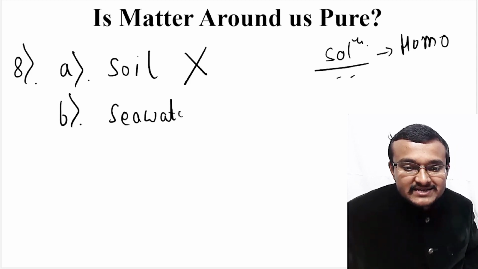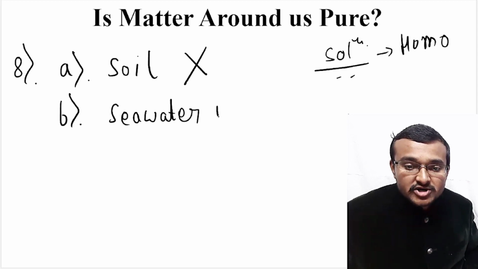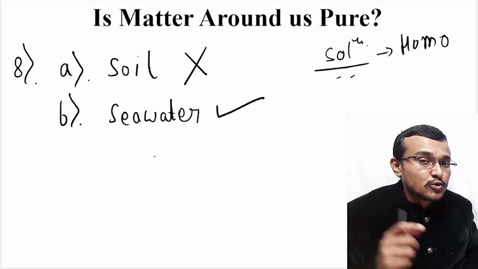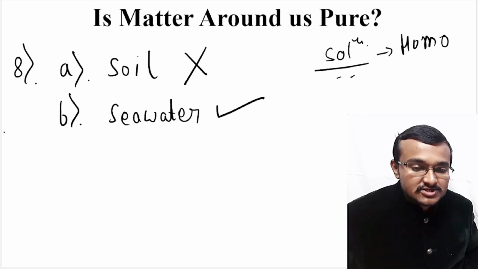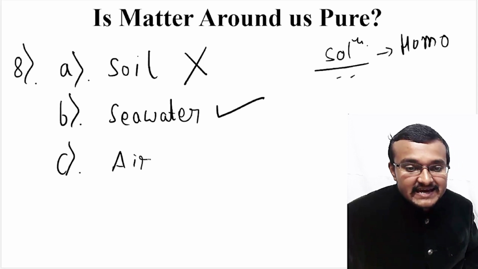So in seawater there is a homogeneous mixture of salt in water. Hence seawater can be known as a solution because there is a homogeneous mixture of solute and solvent. Coming to the next mixture, that is C, that is air.